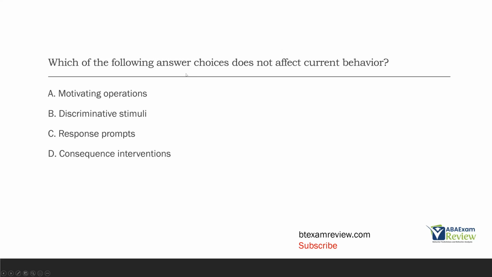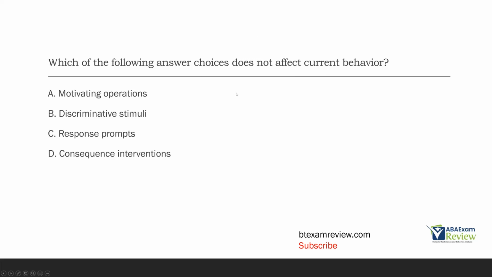Which of the following answer choices does not affect current behavior? I always drill this question. It's a very, very important question as far as concepts go. Okay, we know consequences affect what? Consequences affect future behavior. It's a very important distinction. Consequences follow behavior. They can't affect current behavior. They only affect future behavior. So we're looking for the answer choice that does not affect current behavior.